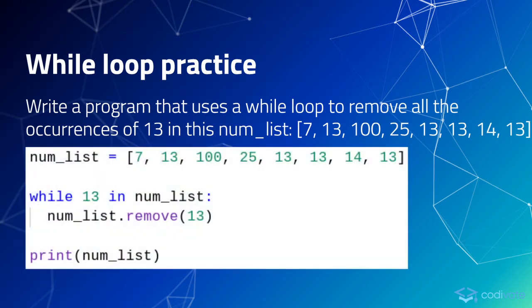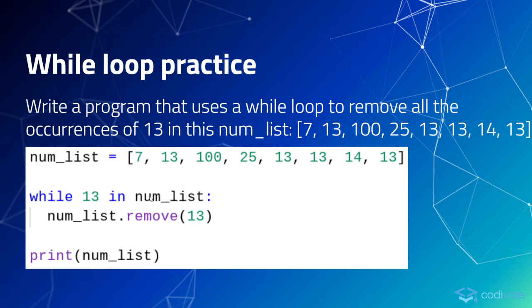Let's take a look at the solution. First thing we want to do is create our num list that has all these values, because it'll be useful when testing our code. So this is the while loop that we used. While 13 in num list. So while there is a 13 in this list, and then inside our loop, we use the remove method on the list. And as you remember from a few weeks ago, the remove method will remove a certain value from the list. It'll remove the first occurrence of 13 from the list.